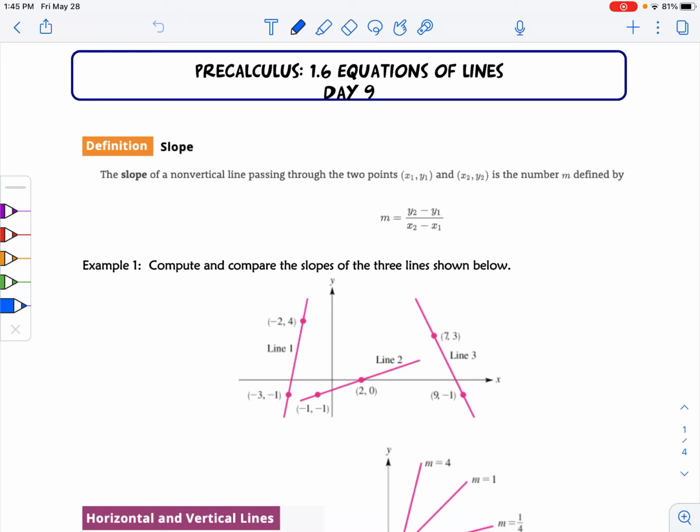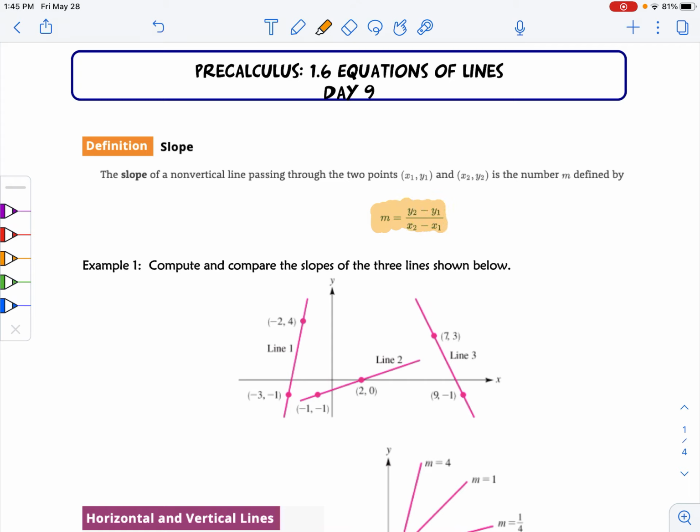Hello again. Welcome to day 9, talking about equations of lines. So again, this should be a very nice video, a little review, and just some common misconceptions for us to fix. The slope of a non-vertical line passing through any 2 points is this formula.